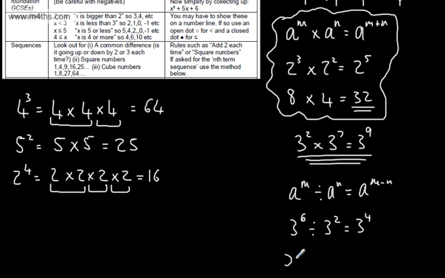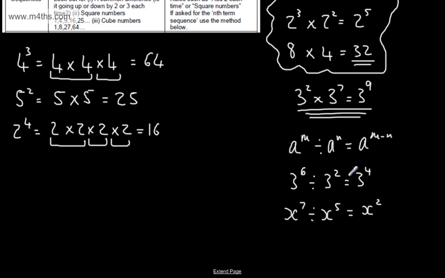If I have x to the power of 7 divided by x to the power of 5, this will be x to the power of 7 minus 5, which is x squared. So all we're looking at now are the rules of indices. Don't get caught up with the formal definition.